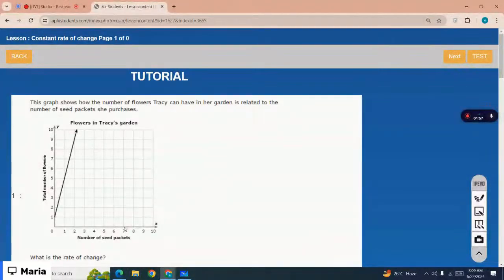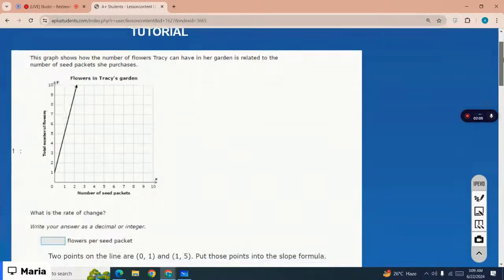This graph shows how the number of hours Tracy can have in the garden is related to the number of packets she purchases. So you are given a graph. You have to calculate the rate of change, right? You can select any 2 points on the graph. So here is the first point, and here is the other.